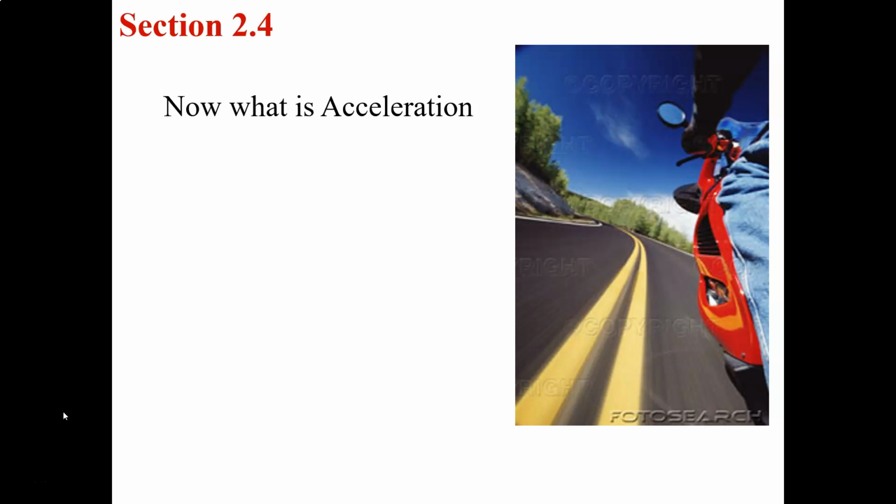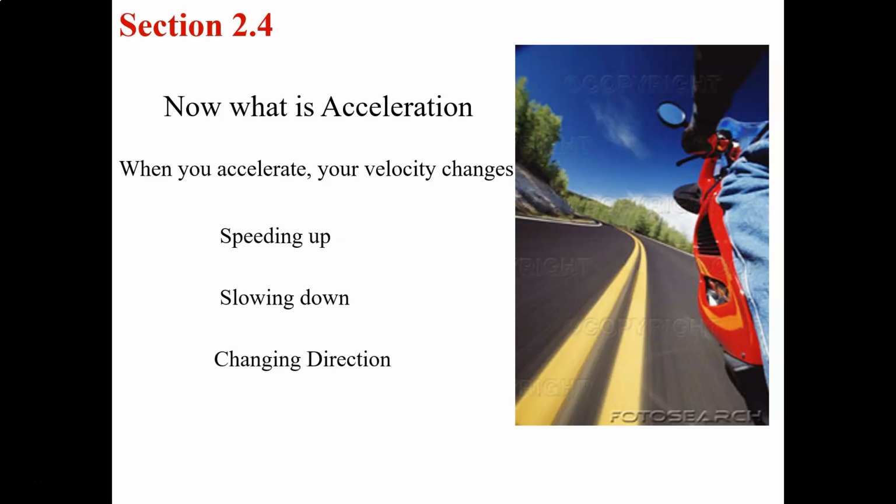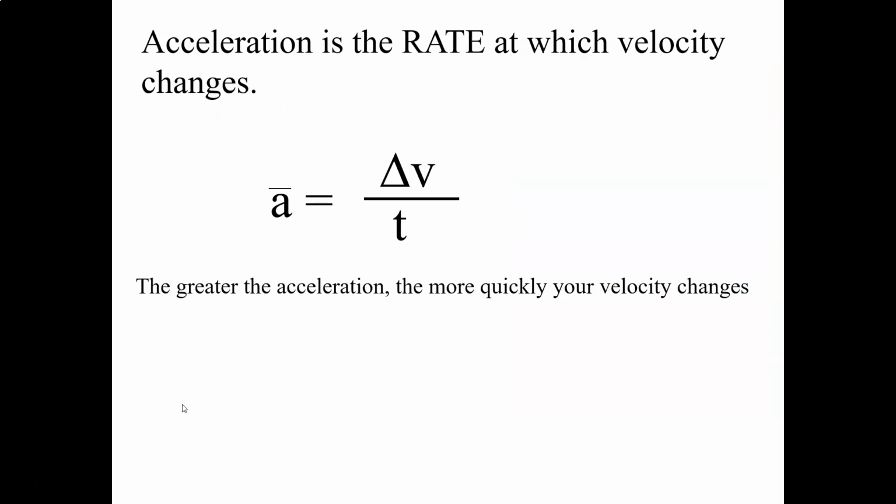Hello, so we've talked about displacement and velocity. Now we're going to talk about acceleration. What is acceleration? Well, an acceleration is any change in velocity. And there's three ways that you can change your velocity. You can speed up, you can slow down, or you can change direction. And because velocity has a direction, if you change direction or turn, that's also considered acceleration.